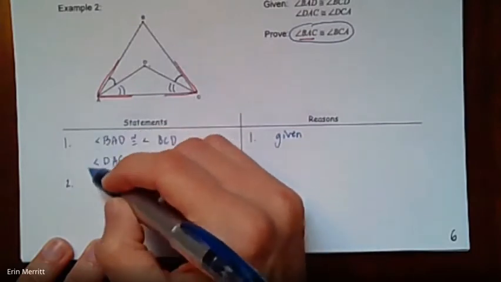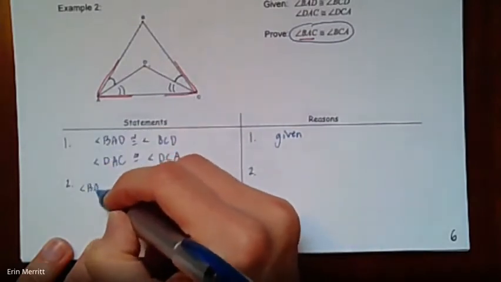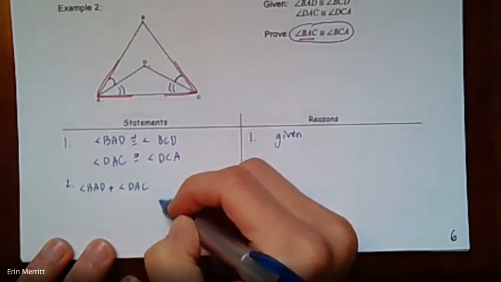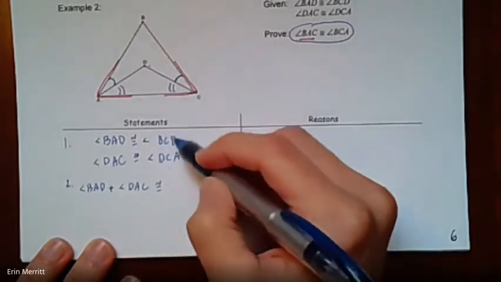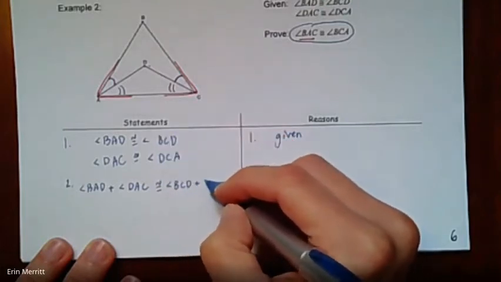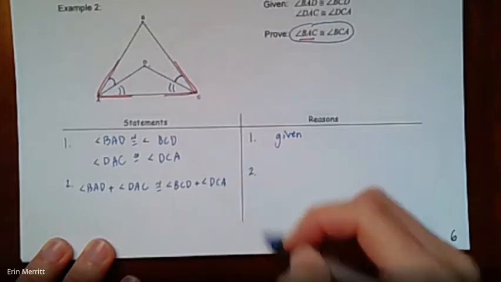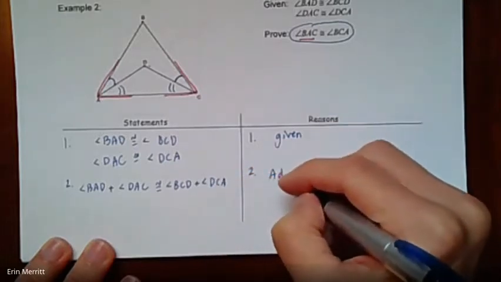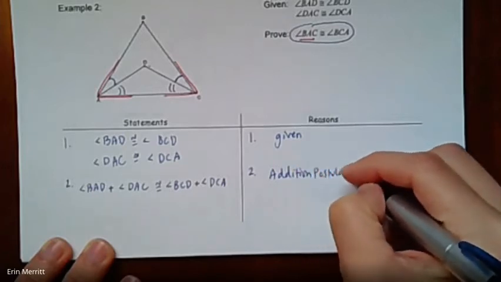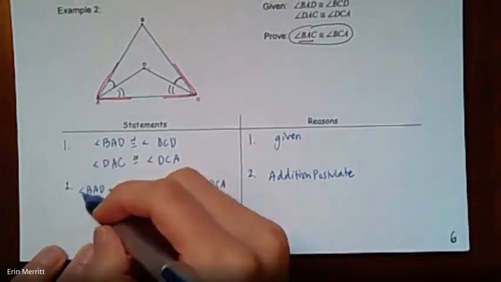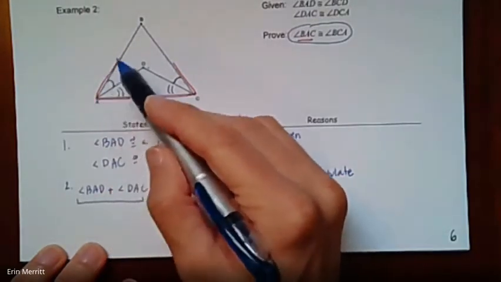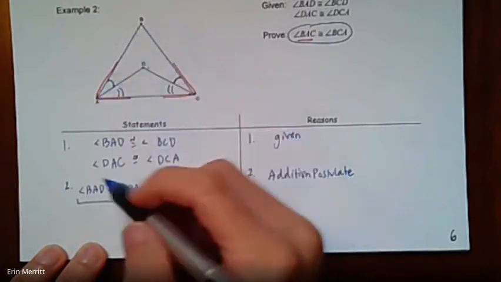So we can add this left side here, that angle BAD plus angle DAC should be equal to, now we can add the right side, angle BCD plus angle DCA. All right, that is called the addition postulate. All right, let's rename it. These two together in the left corner became angle BAC.